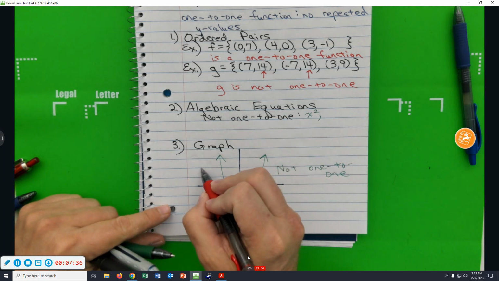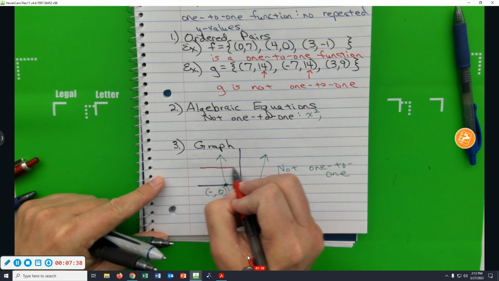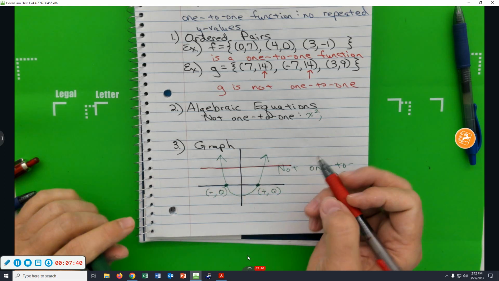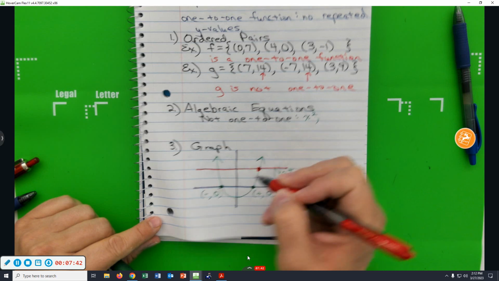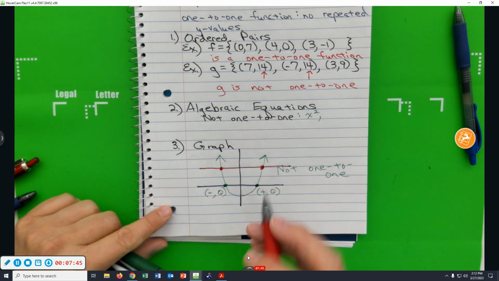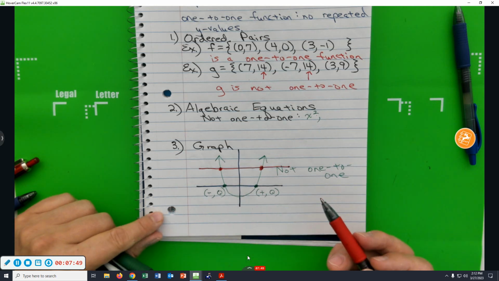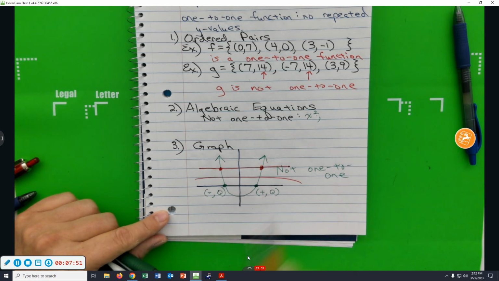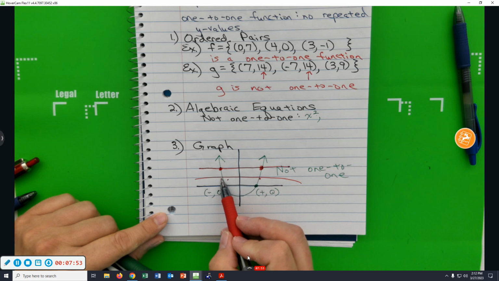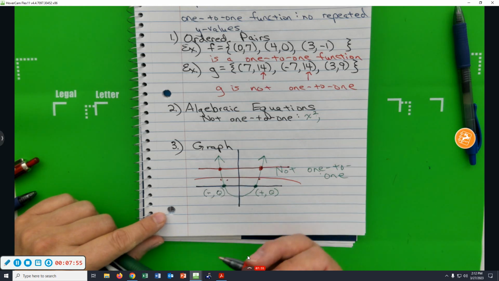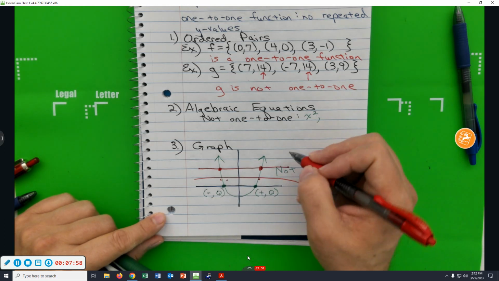There's something called the horizontal line test. If you can draw a horizontal line so it hits the graph in 2 spots, then the graph is not one-to-one. Here we already had a horizontal line, the x-axis. But if the graph didn't pass through the x-axis, if you can draw a horizontal line and it hits the graph twice, it is not one-to-one. That's called the horizontal line test.